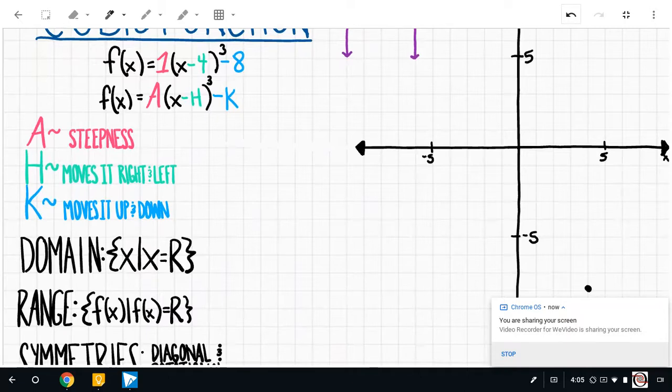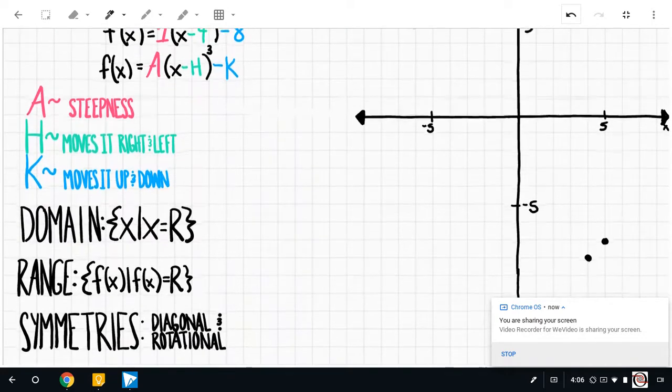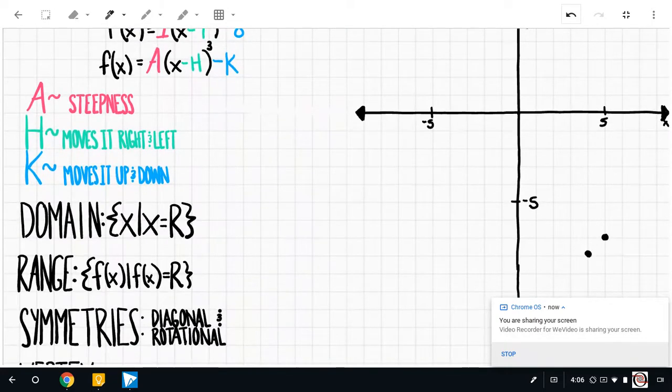So we have 5. So we're going to do 5 minus 4 is 1, 1 to the third power is 1, 1 times 1 is 1, 1 minus 8 is negative 7. So you're going to go and you're going to plot that point right there. So, as we talked about earlier, we know that our vertex is going to be located on the line of x equals 4.